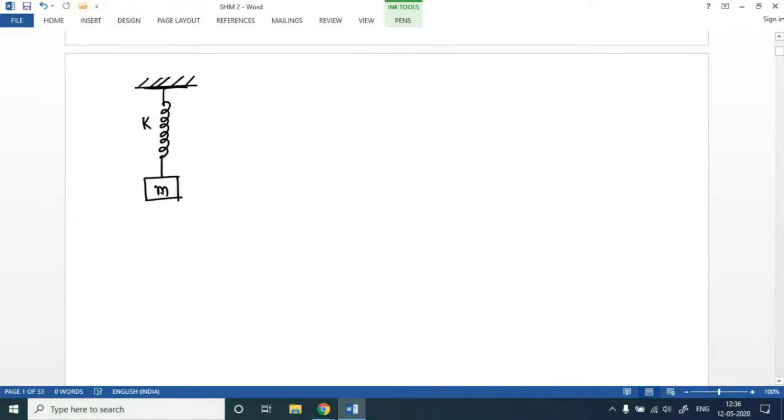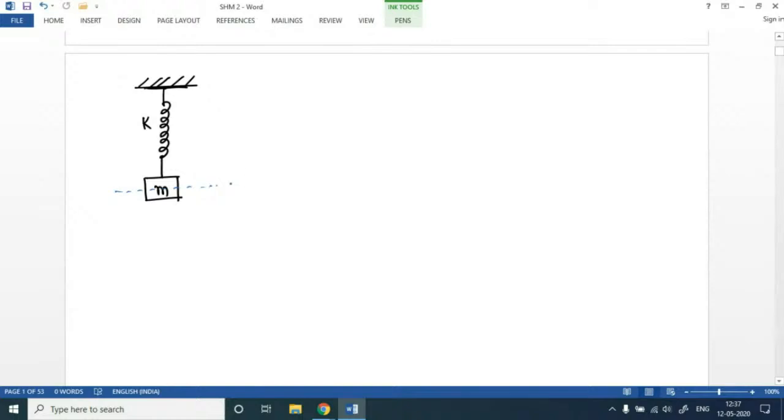Now first of all we have to prove that the motion of this block, if it is displaced in the vertical direction, along the direction of the spring, and released, its subsequent motion will be SHM, and we have to find out its time period. So first thing we need to find out is the stable equilibrium position. You must realize that the spring would be stretched when this block is in stable equilibrium position, such that the net force is equal to 0.